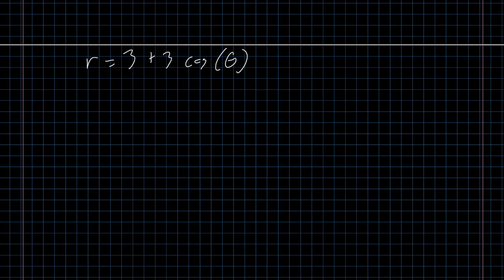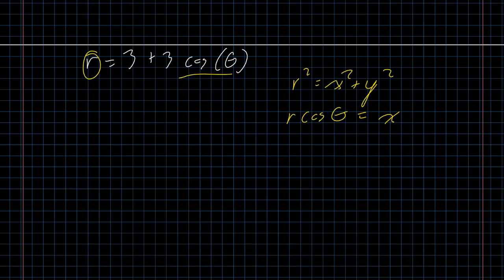Right. And what do I know about polar coordinates? Right. I've got an r here. I know that r squared is x squared plus y squared. I've got a cosine theta here, and I know that r times cosine theta is x.